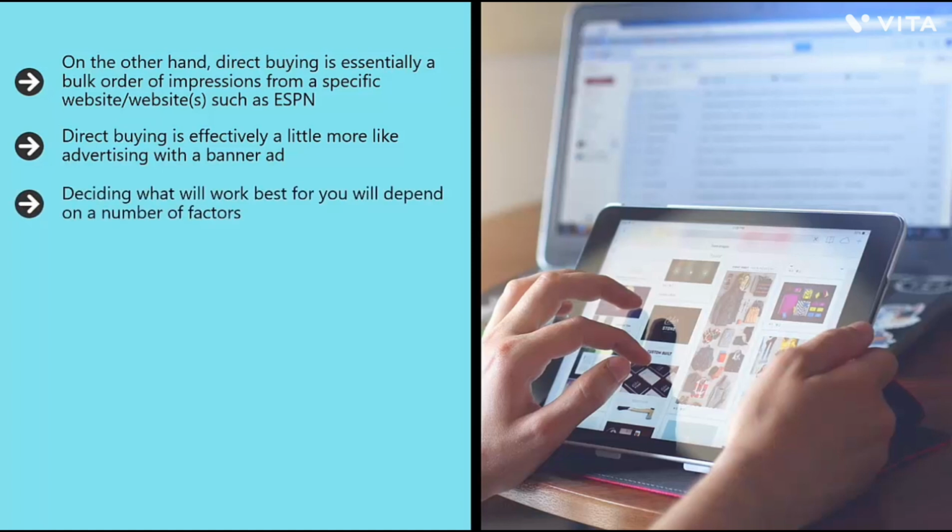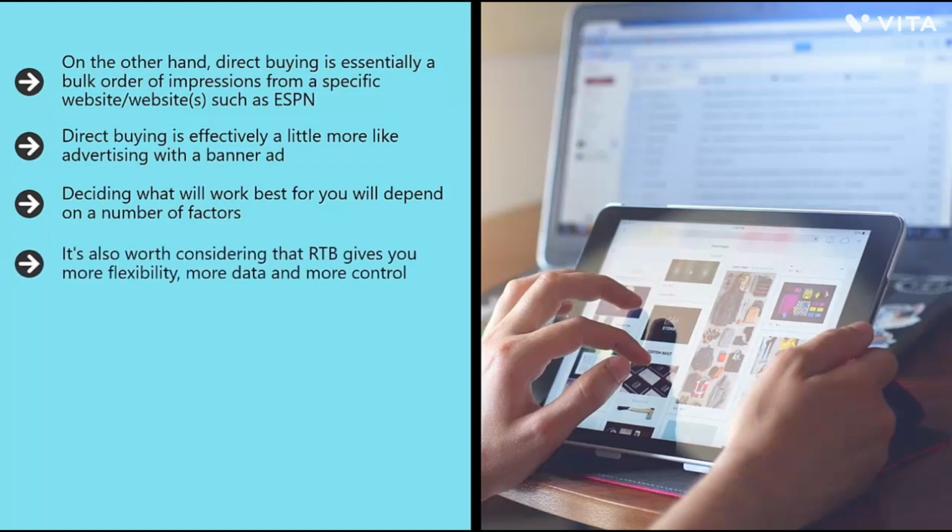Deciding what will work best for you will depend on a number of factors. For instance, your budget is going to come into play as direct buying tends to be more expensive because lower CPIs won't have as many opportunities to appear. It's also worth considering that RTB gives you more flexibility, more data, and more control. You can identify which sites are working best for you, at which times, and for which viewers, and then you can further tailor your approach accordingly.